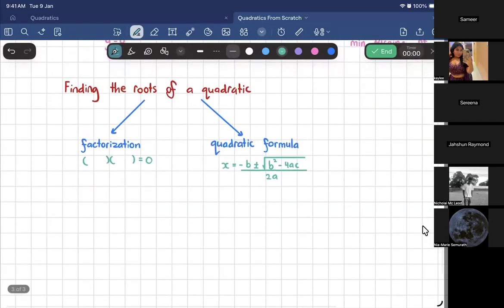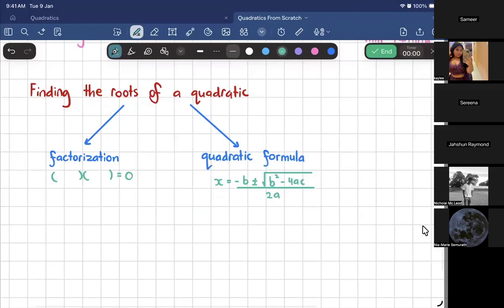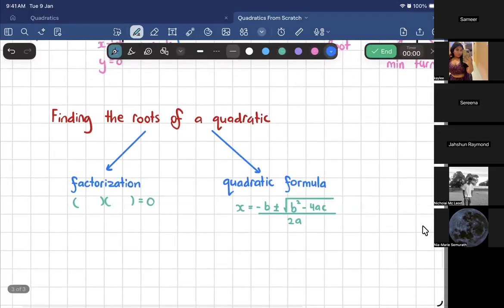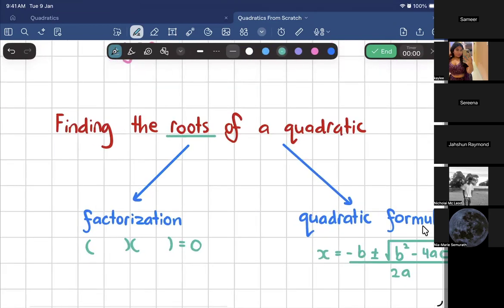Now, could somebody just remind me of something? When you're finding the roots of a quadratic, what do we know about the y value? If you want to find the x-intercept or the root, what is the y value? Does anybody remember? 0. Okay. What's another word for the roots? Roots is just the what? The x-intercept. Right.